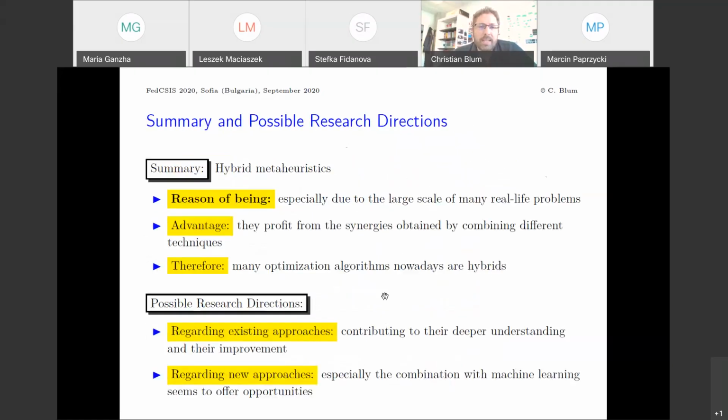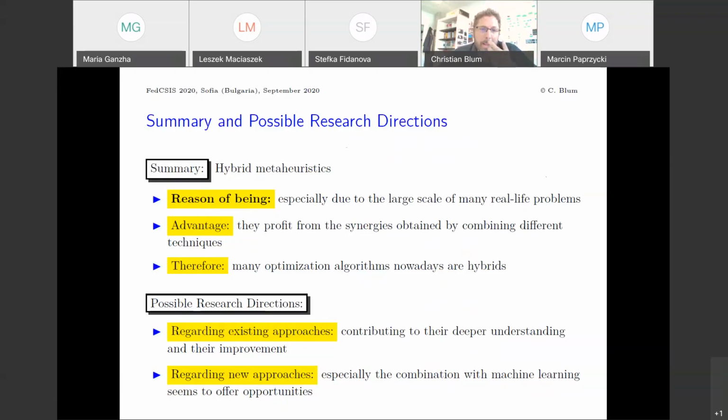Just to conclude: hybrid meta-heuristics. In my title, I said that most of the algorithms are hybrid nowadays. This might be a bit exaggerated, but many of them, and every time more of them, are hybrids. The reason is the growing size of the problem instances in real life. The advantage is that they profit from synergies. When you combine different algorithms from different areas in the correct way, you often get synergies.